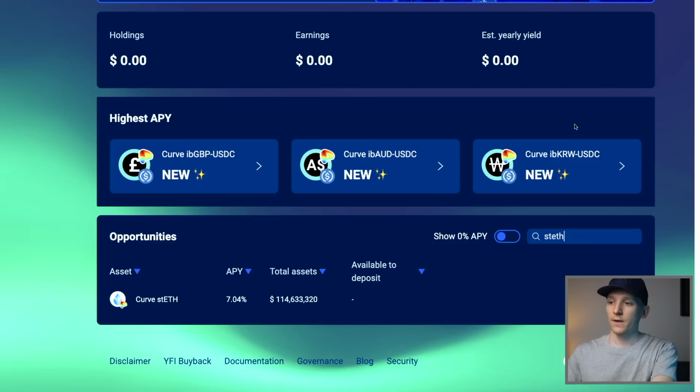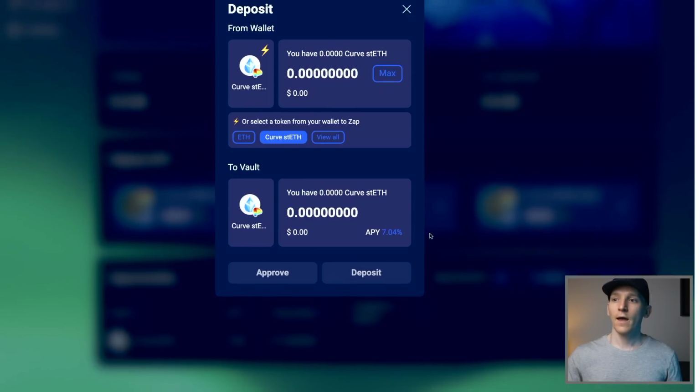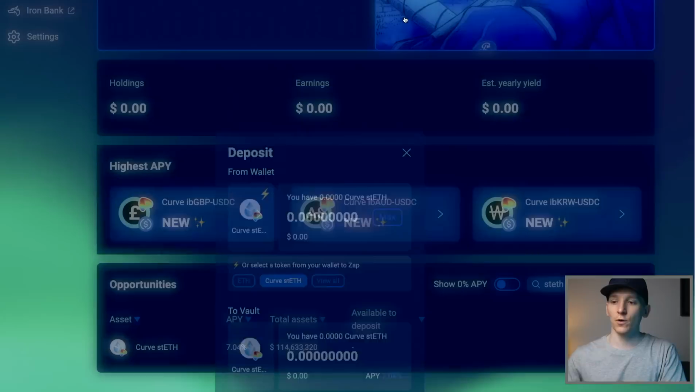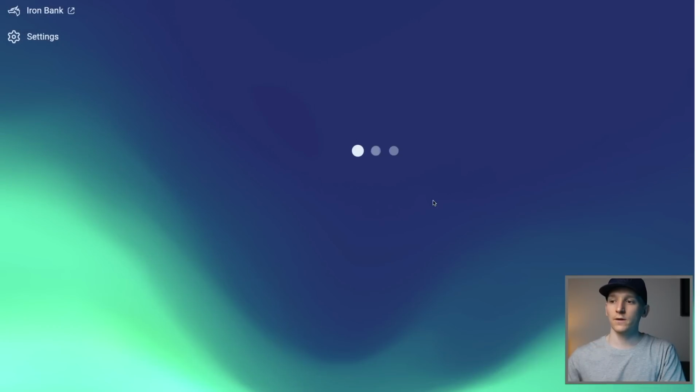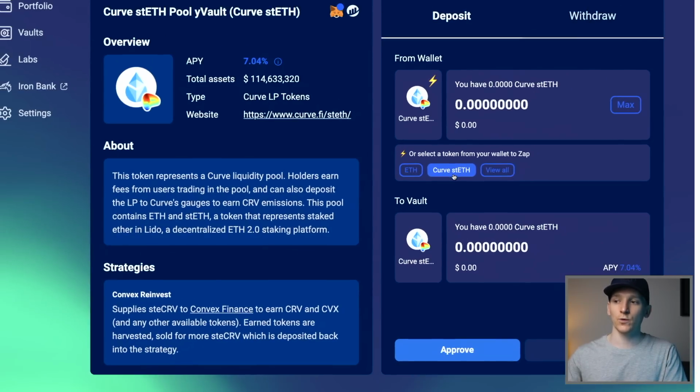Now what you do is go over to Yearn Finance and press deposit here. And as you can see, you need some LP tokens. It will show that you have that amount of tokens in your wallet. So I'm just going to click over to the strategy right here. You can see right here, it says Curve Staked ETH. This is actually the LP token that you need to have.